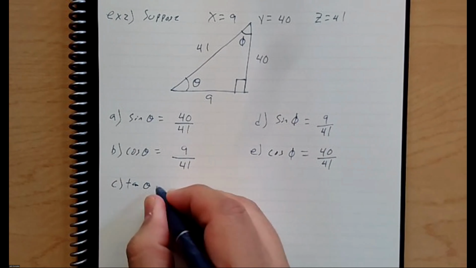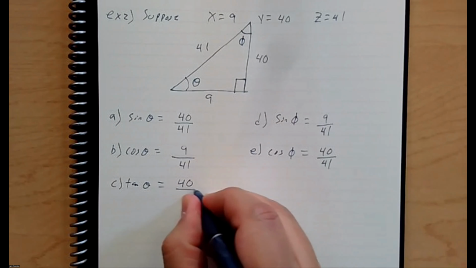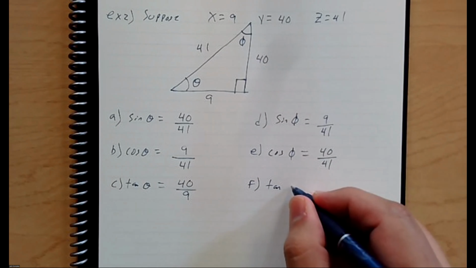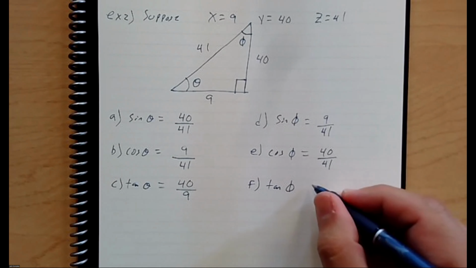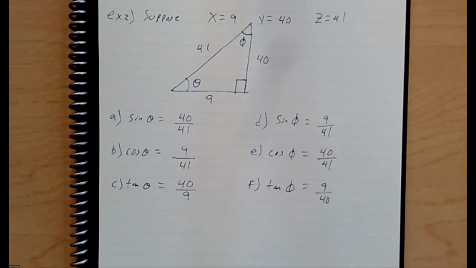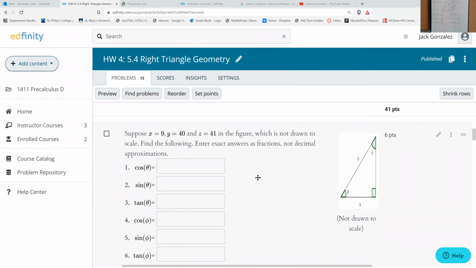Tangent theta. Yeah, 40/9. Tangent phi. So not too bad, right? It's all based off your definition. Okay. So that's what they're going to want here. So 1 through 6 is just writing those numbers in.